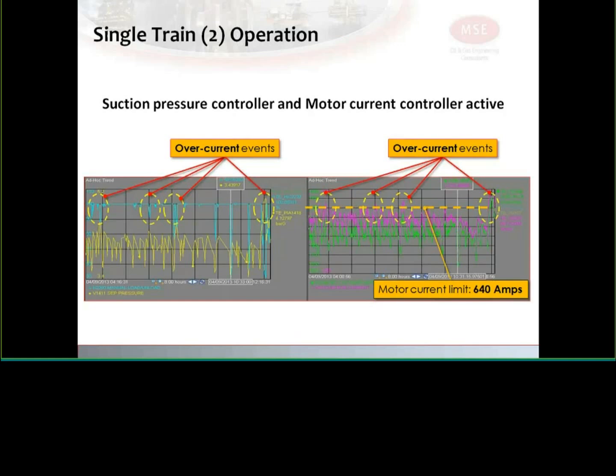It's because that amount of wells for a single train operation is pretty much optimal for operation in single train mode. However, because there are still overcurrent events, we needed to find out what is contributing towards them. That is when we came up with the conclusion that there is well slugging, and we clarified that with the operators and with our clients to find out if that is indeed the case. They came back and said yes, because they have deep well signs, and therefore they do momentarily have slugging operations.